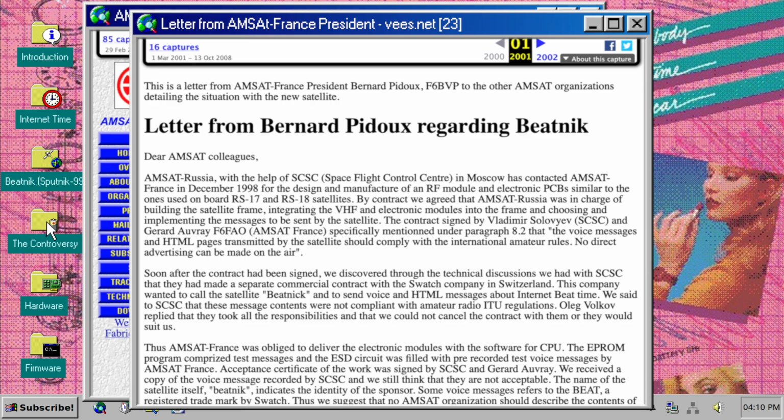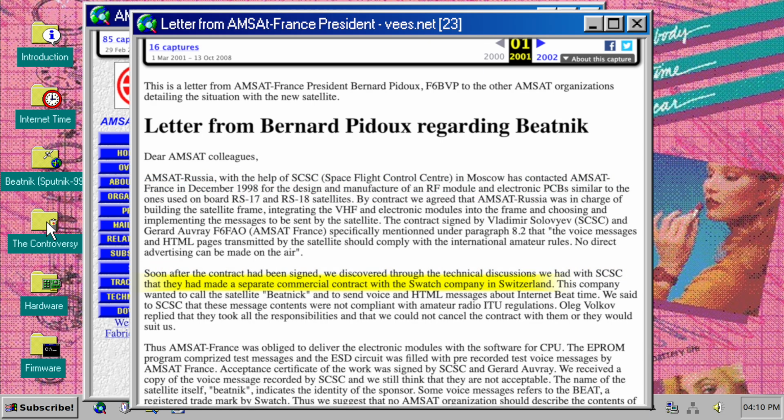In their statement, they mentioned that they were not aware that Swatch was involved with the project, and that the Russian Space Agency contacted them directly to design electronics for the satellite. But unbeknownst to them, another deal had been made. The Russian Space Agency had separately signed a commercial contract with Swatch.